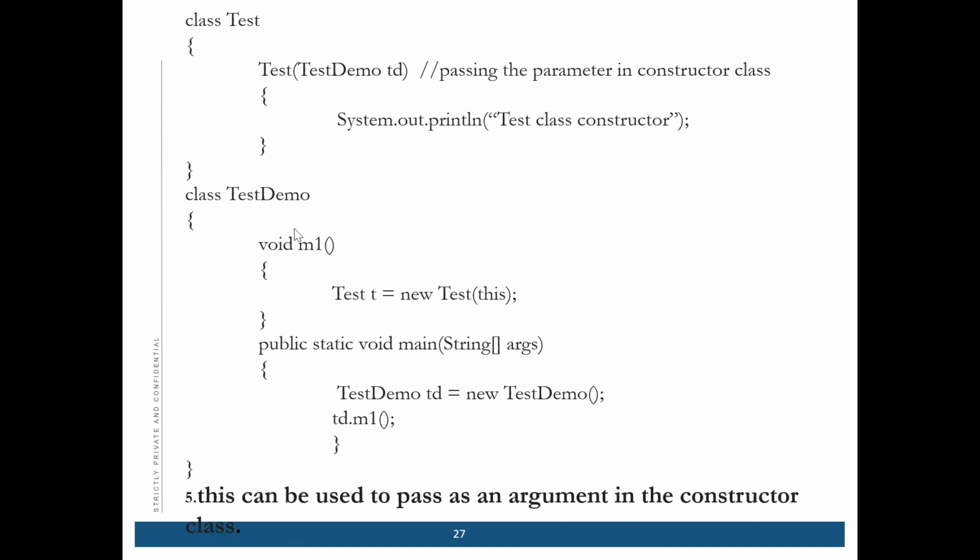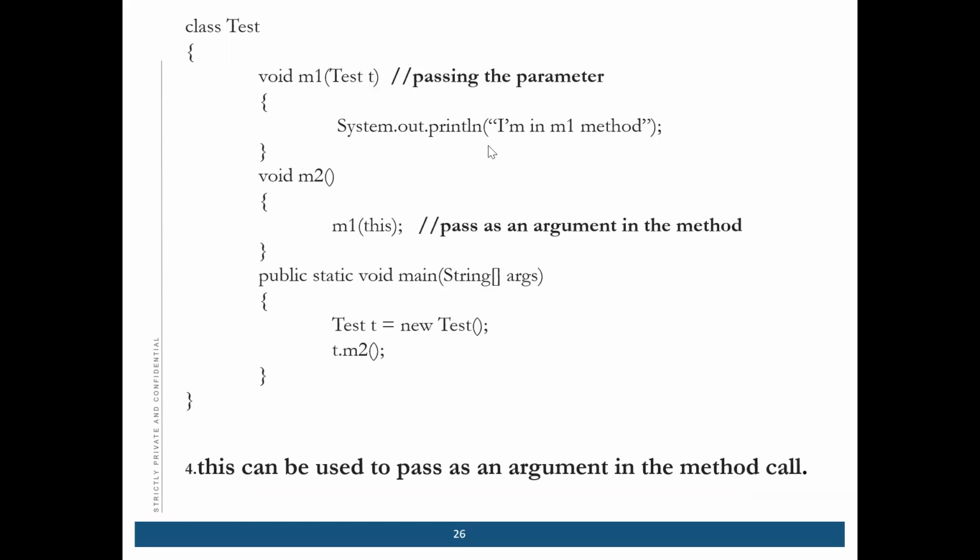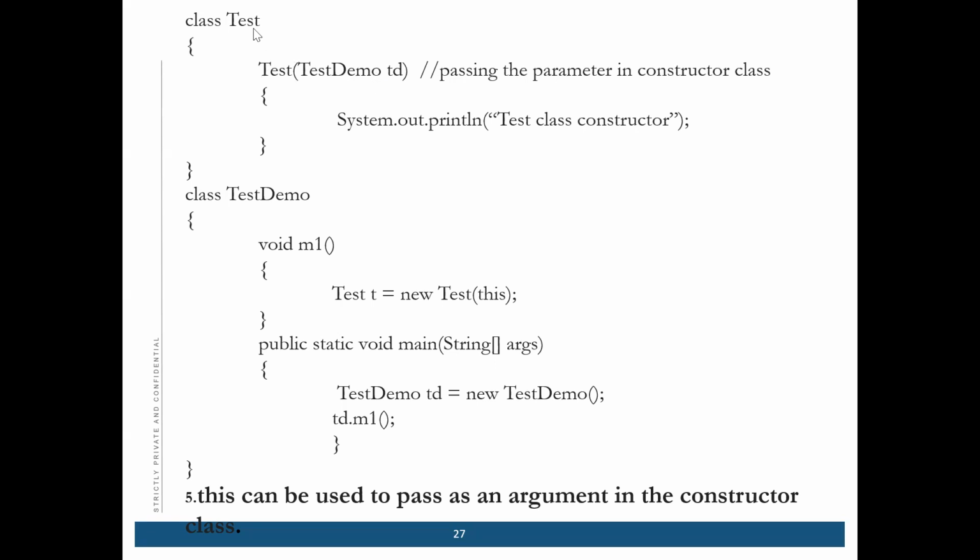So what we are doing, we are creating a constructor here. We are creating a constructor for the test class. Now in the test class, I am passing another class name. So passing the parameter in the constructor class, which we have already done, right? We have passed the parameter of class name. But here we are passing the parameter of another class, not the same class.